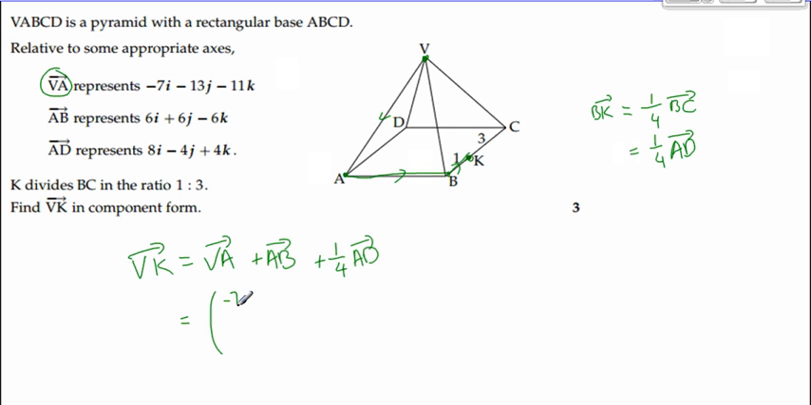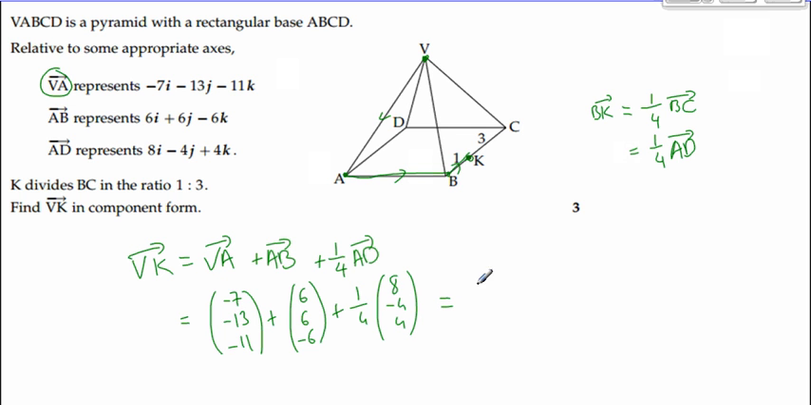VA is (-7, -13, -11). Add AB, which is (6, 6, -6). Add a quarter of AD, which is (8, -4, 4). You just do your sum. Minus 6 add 6 is negative 1, add a quarter of 8, adding 2, is 1. Minus 13 add 6 is negative 7, add minus 1 is negative 8. Minus 11 add negative 6 is minus 17, add 1 is minus 16. So that is your vector VK.